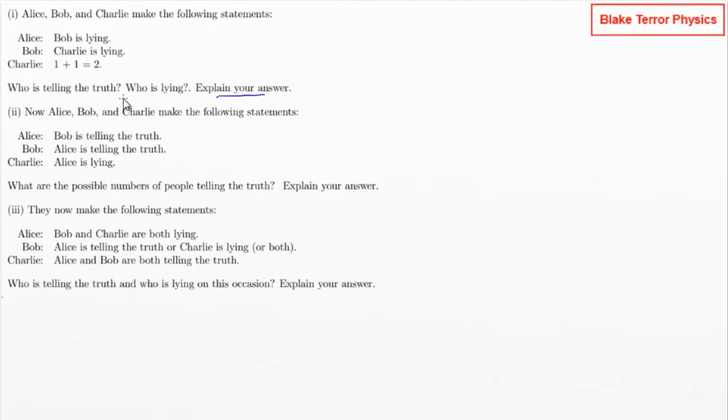So, right, they're just either telling the truth or lying, which makes things easier. Well, Charlie is obviously telling the truth: 1 plus 1 equals 2. So we can start off with that. We can say C is true. That's a starter, which means, since B is saying that C is lying, that, therefore, Bob is lying.